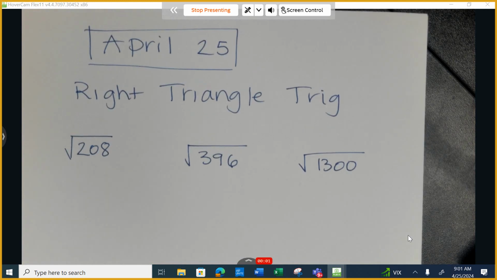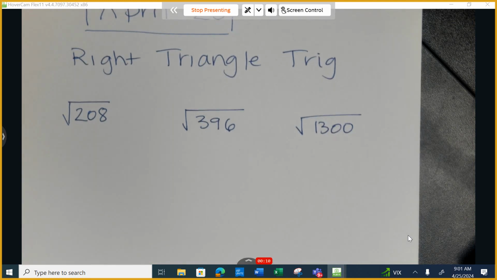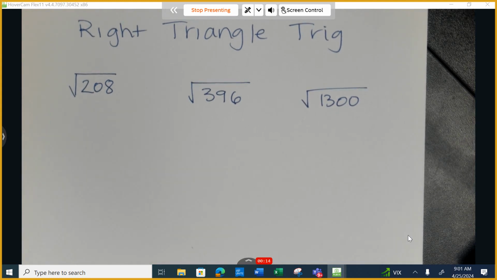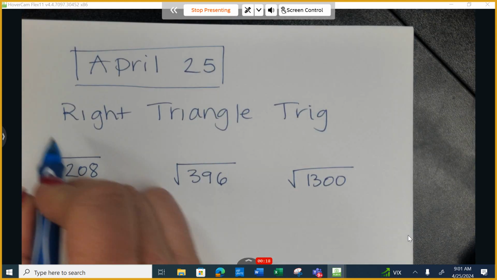Today is April 25th, and we're going to start with right triangle trigonometry and continue on with what we started to build in this unit. So I'm going to start off with reminding us, how do we simplify a square root function? If you do not know perfect squares, please write them down. I'm going to put it right above here.